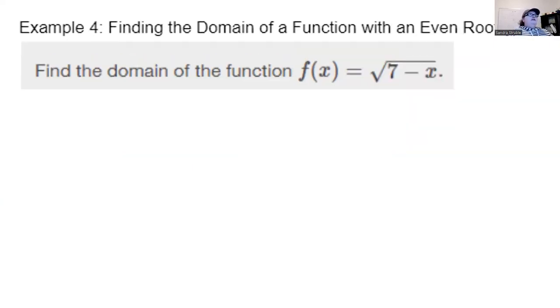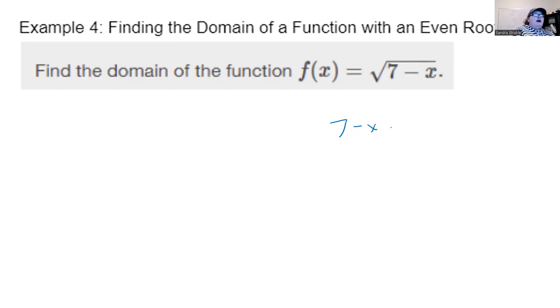All right, finding the domain of the function f of x is equal to the square root of 7 minus x. So with this one, what you're going to want to do is, what's going to make this radical imaginary? Well, that means the number underneath the radical would be negative, because then you would have an i. So we don't want that. So we need to find where 7 minus x needs to be greater than or equal to 0. That's what has to be underneath there.